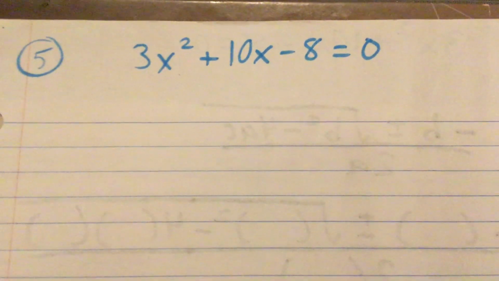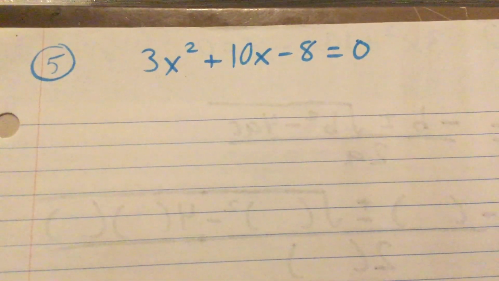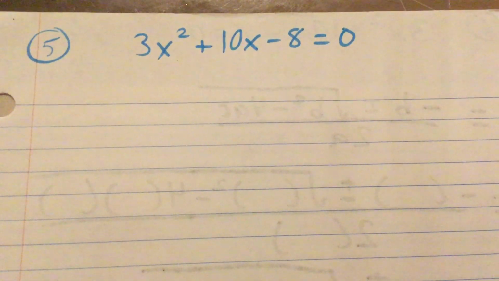All right, number 5. 3x squared plus 10x minus 8 equals 0. Find the solution set. Okay, once again, we're going to do this with factoring first and then the quadratic formula.